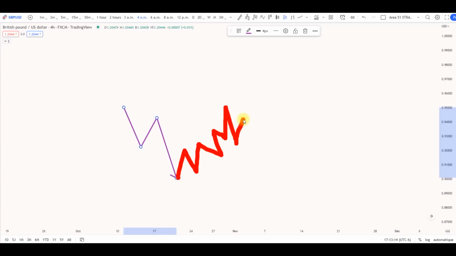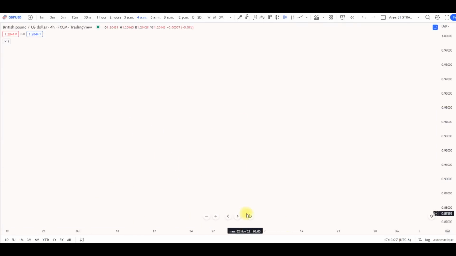Wait for that, and then initiate your entry, and then target these previous lows here. Okay, so this is how you find a supply and demand. Now we're going to have to go to the real chart and find out how it looks with the entry.